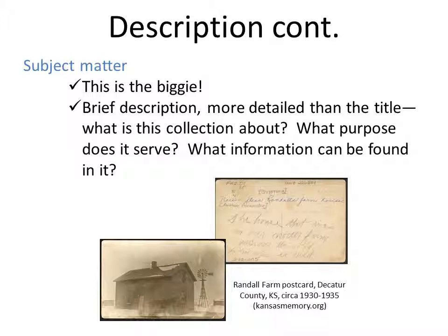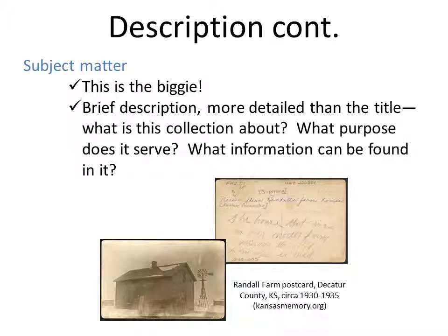Subject matter is the biggie. It's probably the main reason everybody's looking at your stuff to find out if they want to go there or not. Title is probably going to be a first clue, but titles aren't that descriptive. So you're probably going to be writing some kind of scope and content note or a summary note. And that's going to be a very brief paragraph probably describing what's in the collection, what types of material are in the collection, what the subjects or topics or the main theme of the collection is.